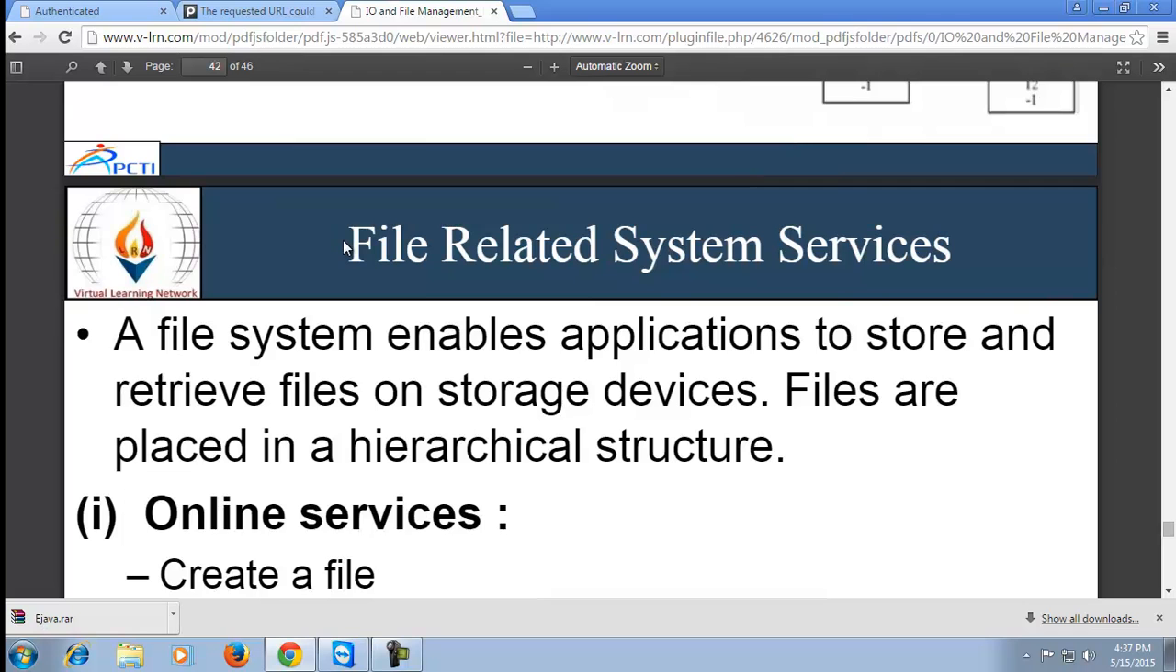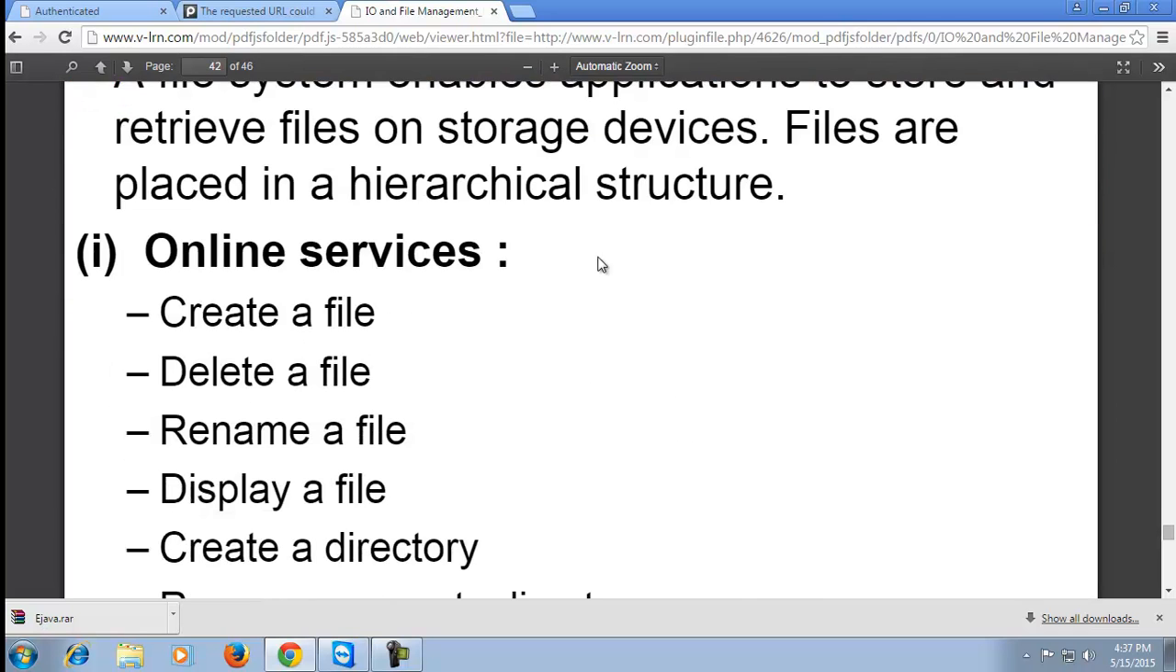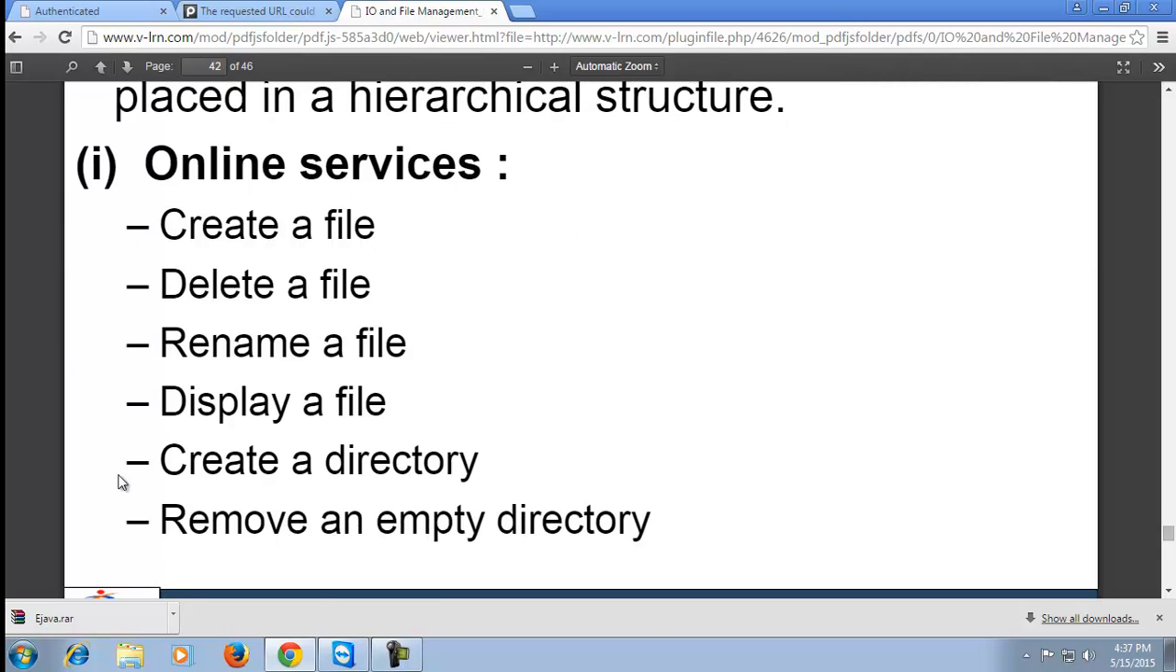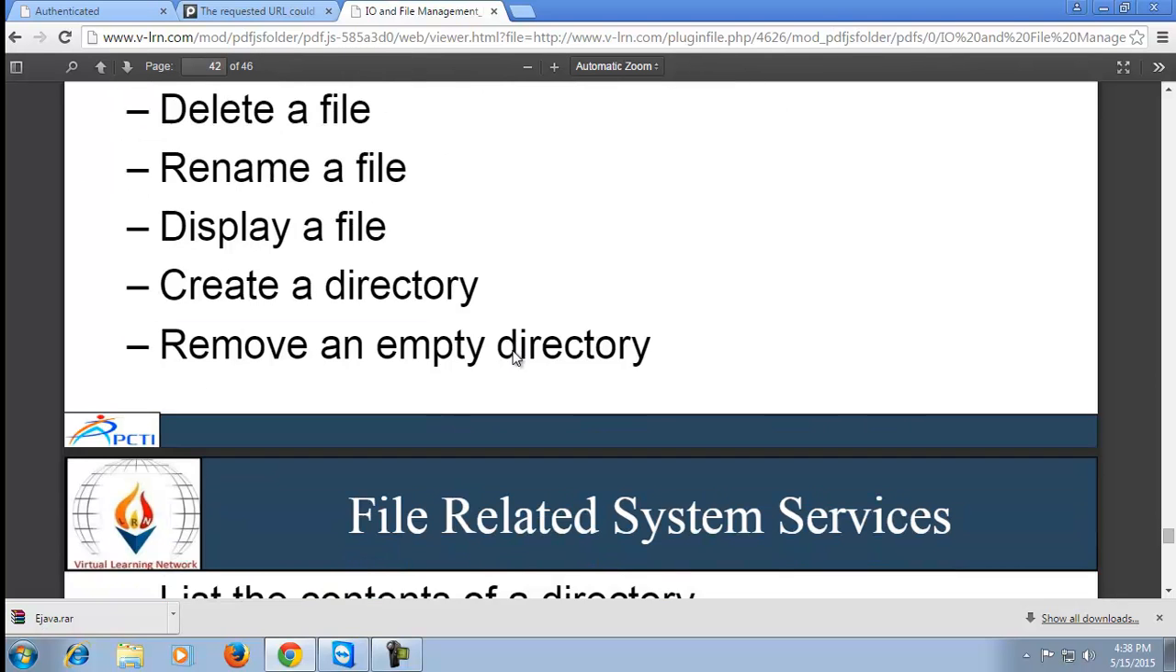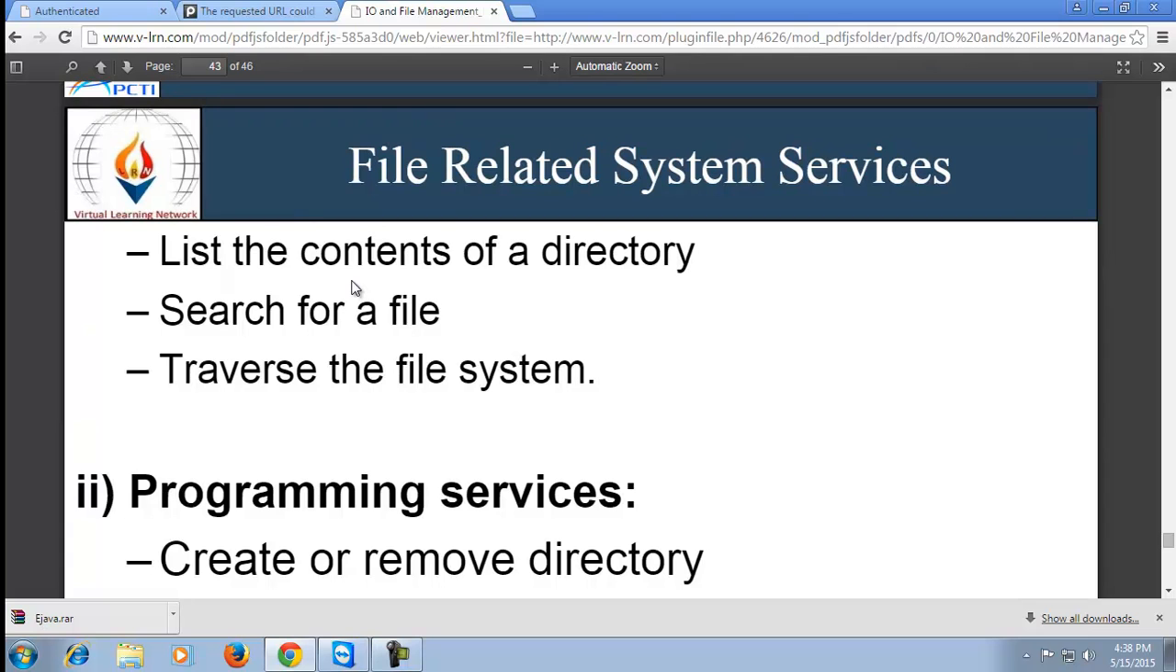Next are file related system services, which we use when we are operating on a number of files. These are the operations which we use for interpreting and working with files, like creating a file, deleting a file, renaming a file, displaying a file, creation, removal, and some other processes like listing the content of a directory, searching for a file, and traversing the file system to know which content is stored, which is used for which purpose, and where we can locate it.